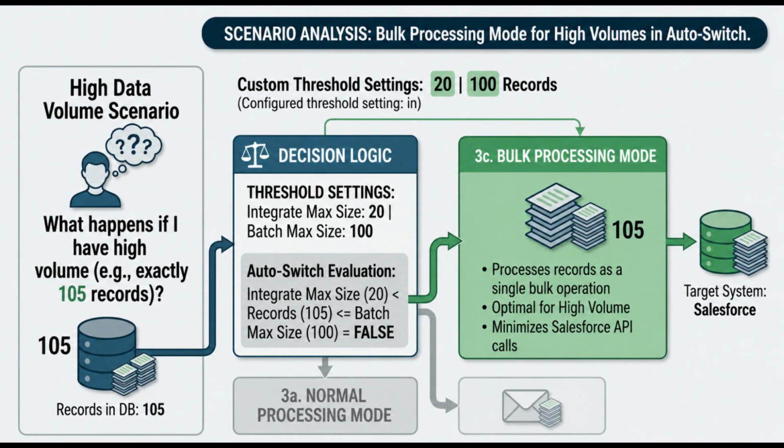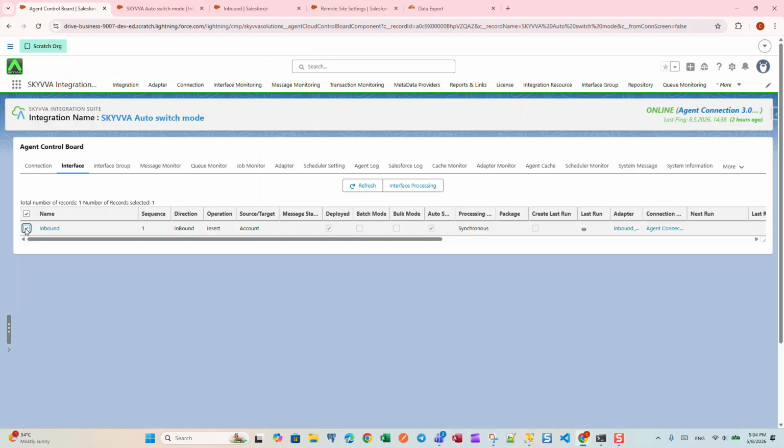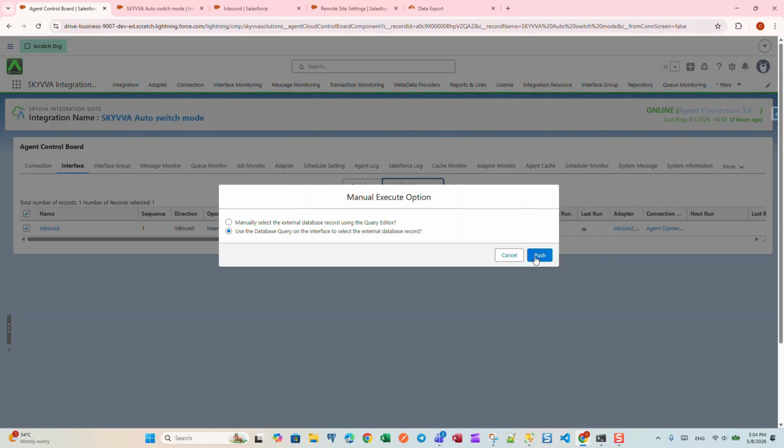Now we will show the processing when we have 105 records in the database. What happens when we start the processing? If the number of records is greater than 100, it will run in bulk processing. Now, let's look at the real case. Select the interface and click the Interface Processing button. Click Push.